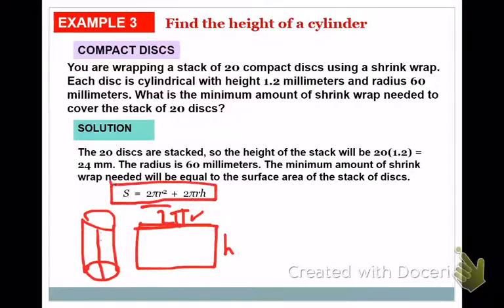Make sure you highlight it in the notes. They would just jump right into an example without defining that formula. But make sure you mark that as the area of a cylinder.